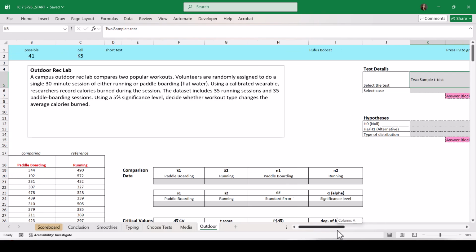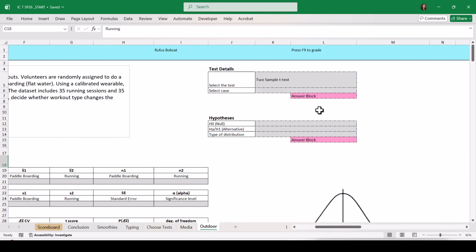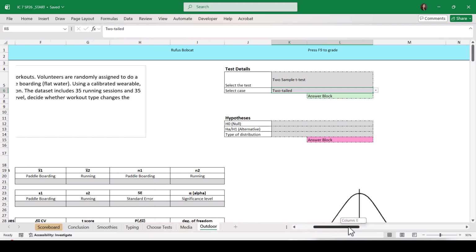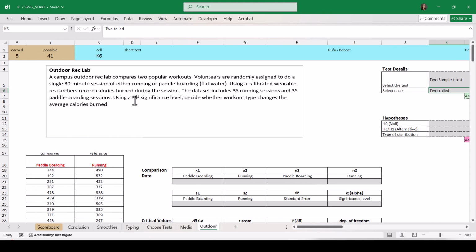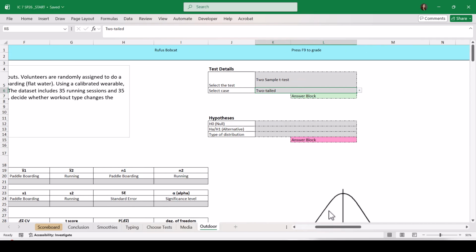This is a 2-sample test, and the reason why is because we have a sample for paddle boarding and a sample for running. And this is going to be a 2-tailed test. The reason why is because it says right here, we want to determine if the workout type changes the average calories burned. There's nothing here that says that paddle boarding burns more or less calories than running.